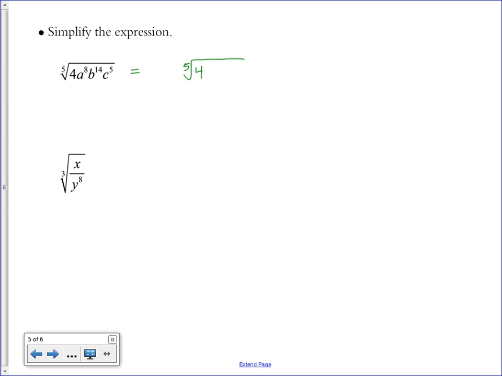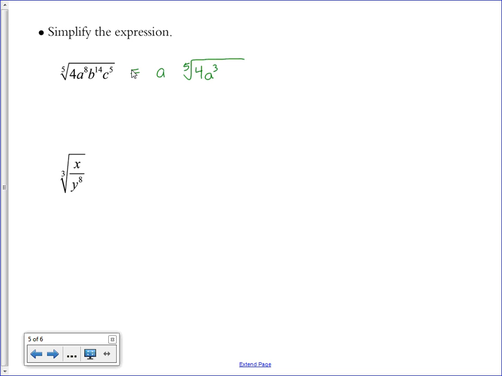Next, I see the 5th root of a to the 8th. So I'm looking at the 5th root of a to the 8th. Well, I can pull out groups of 5. So how many groups of 5 can you take out of 8? 1 full group. And that means that a single a is coming out of the radical sign, but there are still 3 a's left over inside. So we'll leave it as a to the 3rd inside. Right, so we pulled out 1 group of 5. There's still 3 left because we have 8 a's to begin with.